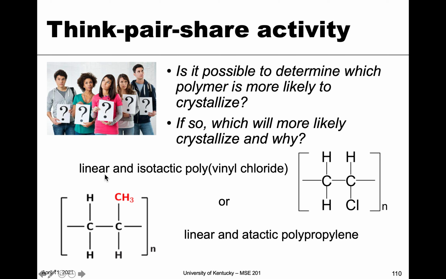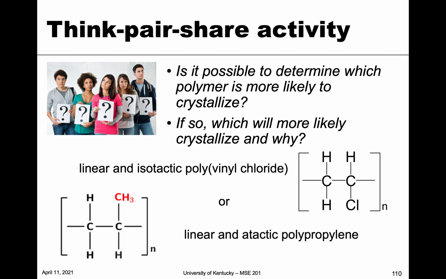So the first one is going to be linear and isotactic PVC, polyvinyl chloride, and then we have linear and atactic polypropylene. And I'm giving you the repeat structures on both of those. So see if you can tell on this one. Pause the video, come back, and we will discuss.